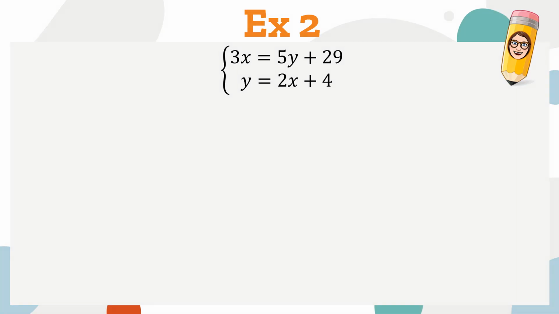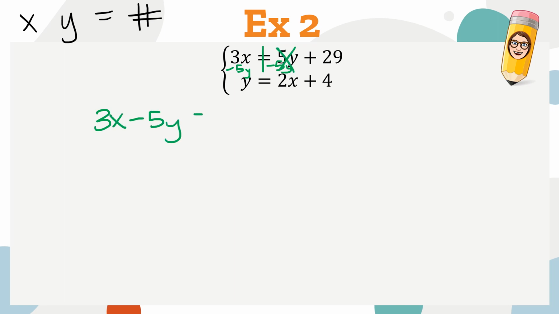Let's take a look at the next one. I have to rearrange two pieces. Look at the first equation, right? We want to stick to this whole idea of x's, then y's, then equals, then numbers, that standard form. So on the first equation, I have to kick the y over the line. Let's minus 5y. That would look like 3x minus 5y equals 29. See what I did there? I just kicked it over.